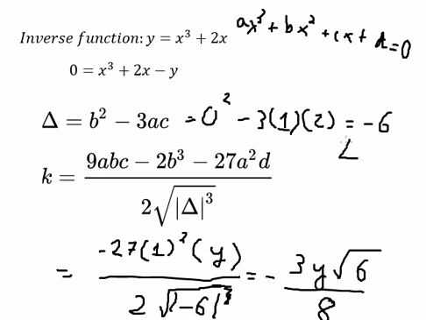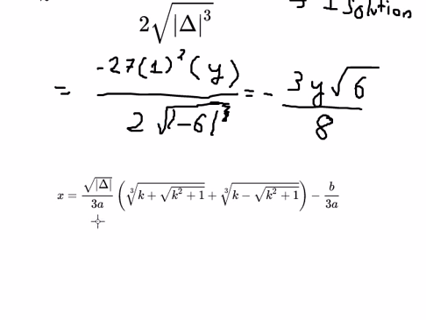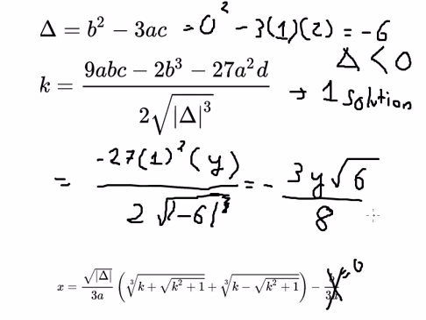We know that delta is smaller than 0. So we just have only one solution. And here is the formula of this solution in here. First, b equal to 0, so we don't need to carry this one. Now we have k. That should be about this one. Delta, that should be about this one.